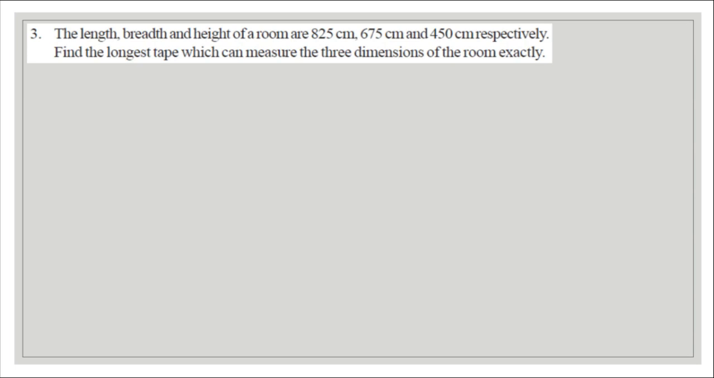Question 3. The length, breadth and the height of a room are 825 centimeter, 675 centimeter and 450 centimeter respectively. Find the longest tape which can measure the 3 dimensions of the room exactly. So we need to find out the highest common factor of 825, 675 and 450.